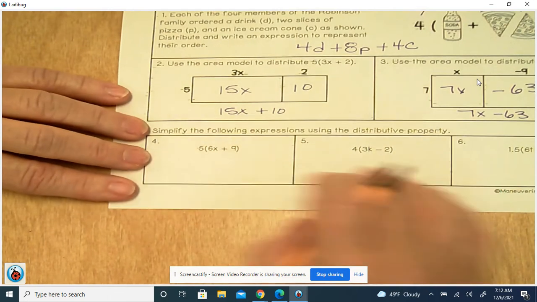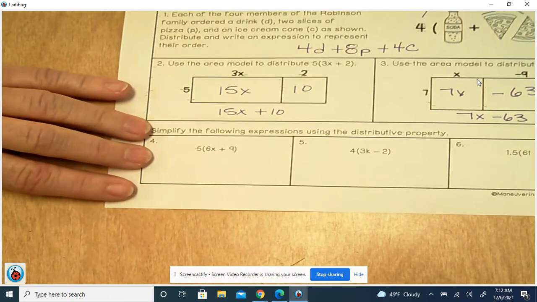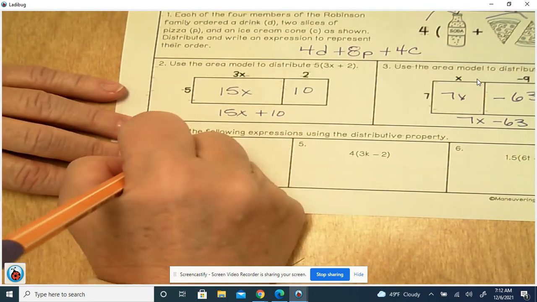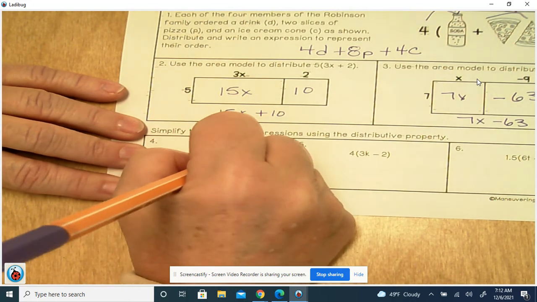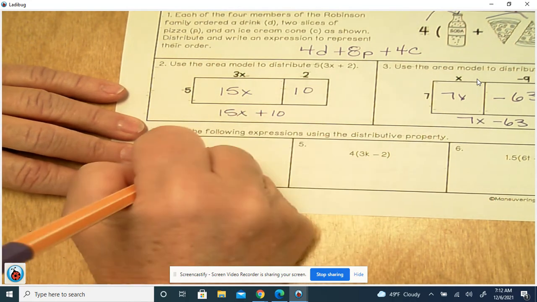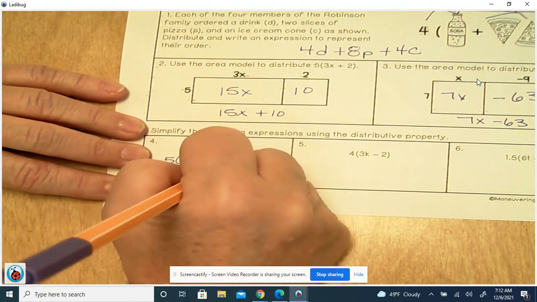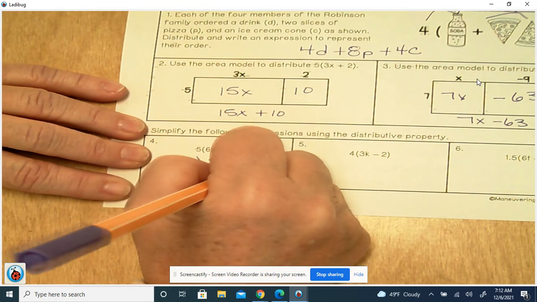So if we simplify the following here, I'm going to do like Tash did at the top, which would be 5 times 6x plus 5 times 9 gives you 30x plus 45.